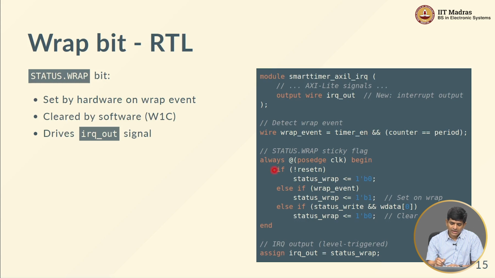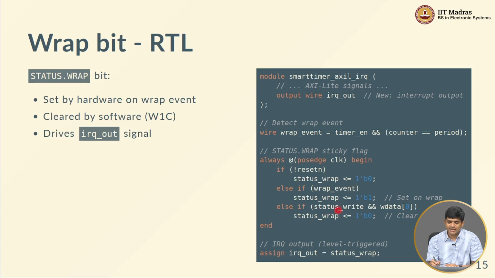I will also need some kind of logic to set the wrap bit. Under reset condition I set the wrap equal to 0, that's easy to understand. Else, if this wrap event occurs, that is to say the counter becomes equal to the period, I set the status wrap equal to 1. And this is what I mean by a sticky bit, because you can see in the rest of this logic, once I set it equal to 1, it's going to remain 1. It doesn't automatically become 0 unless this next condition gets satisfied.